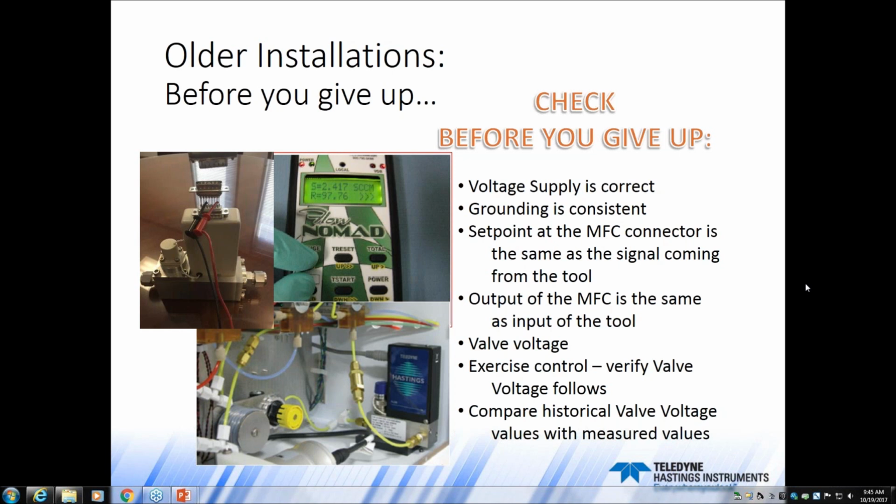Exercise control. Before you remove the MFC, make sure you change the set point from a low set point to a high set point. And if you have the capability to monitor valve voltage, look at the way in which valve voltage follows that change in set point. If you do not see any change in the valve voltage, something is definitely wrong with the mass flow controller. Basically, it cannot interpret the change in set point. And finally, compare some historical valve voltage values, if you have them, with the measured values, and this will give you a possible indication of what is going wrong in the system.